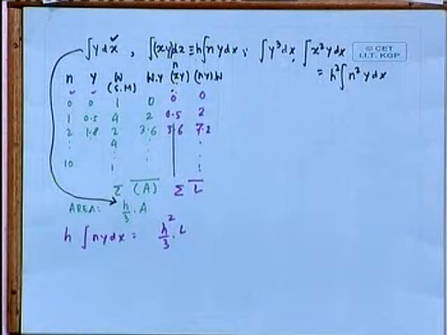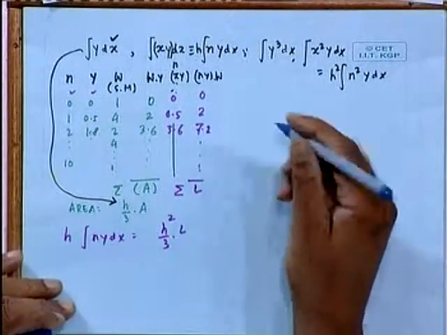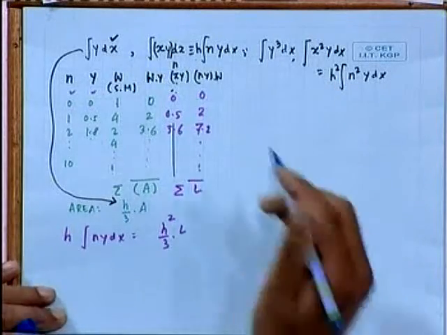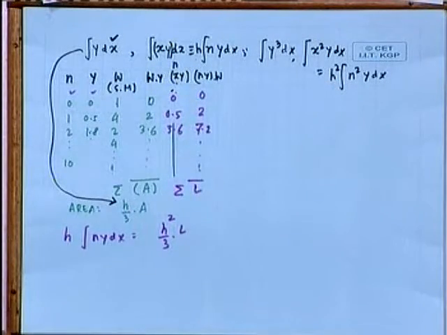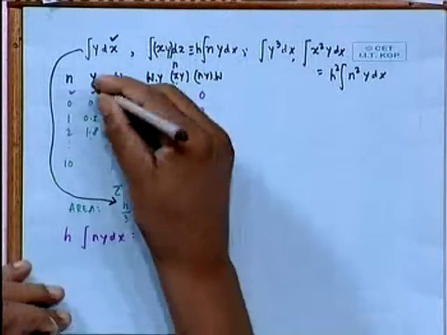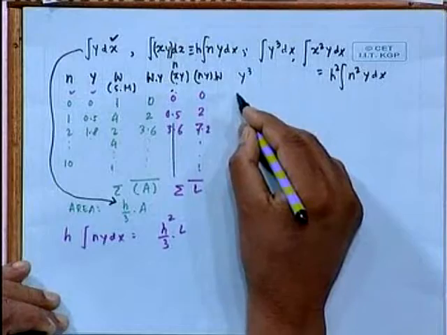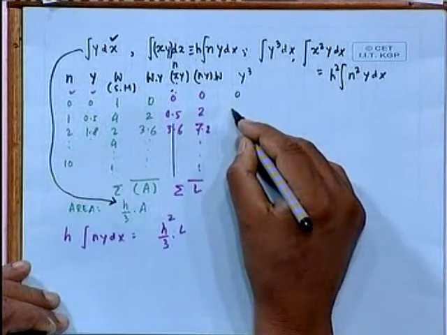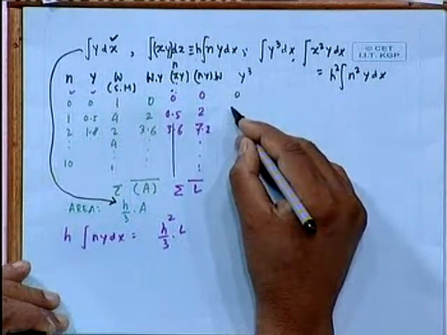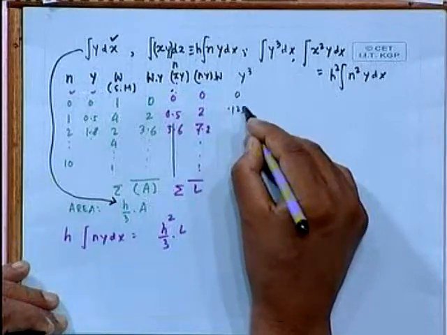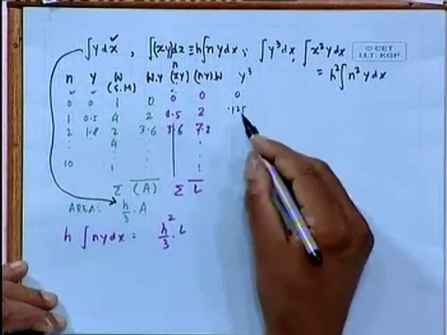Now we'll come to the next one. Next one is y cube. So now you see, you have to replace this y by y cube. So I simply write y cube here. Y cube is going to be here 0. 0.5 cube is going to be 0.125. We have to calculate whatever.